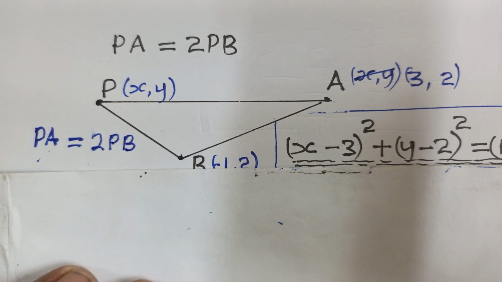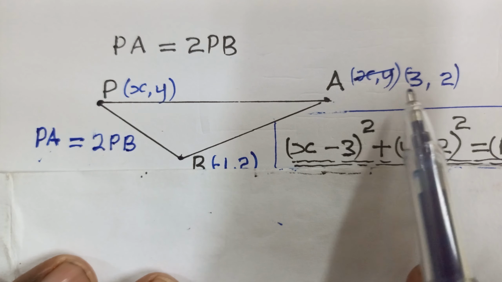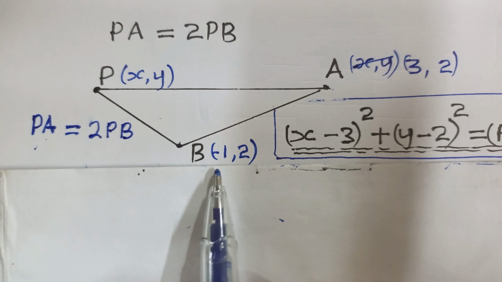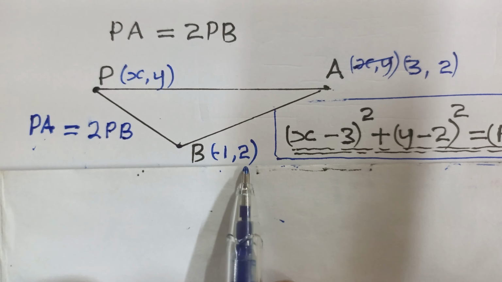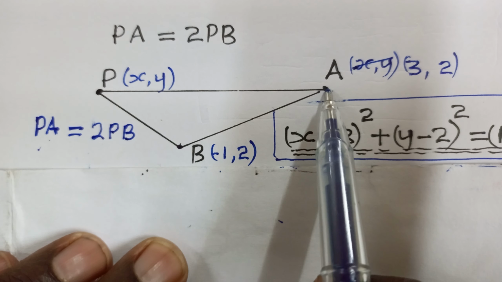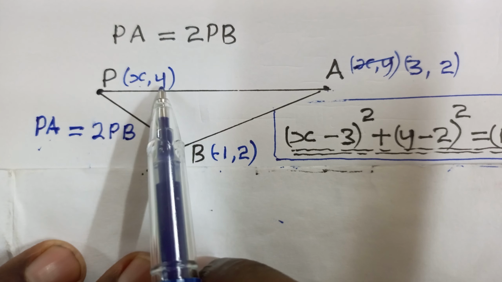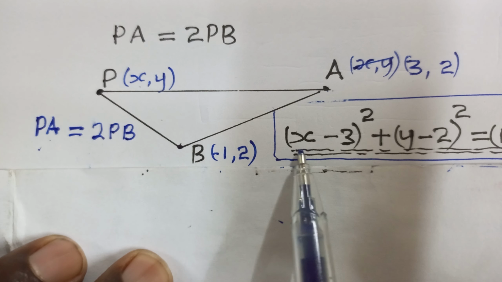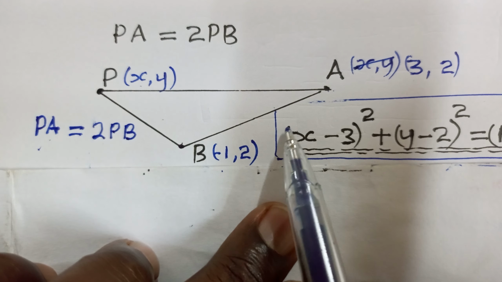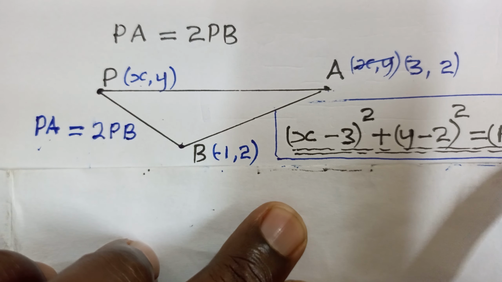I have used this diagram to locate our point P, which is (x, y), and here we have point A, which is (3, 2), and point B, which is at (-1, 2), from the origin (0, 0). And so the distance from here to here, we say x minus 3 and y minus 2, just as it is written here. If we want to find that distance, we square that, and we square that. This gives us the PA.